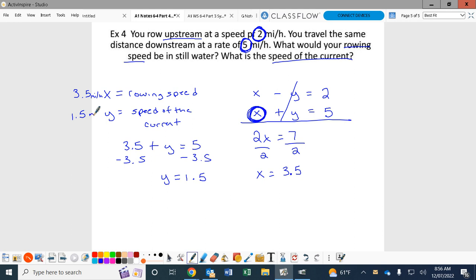I don't have any idea if that's fast or slow for a current. I'll have to look that up. Water moves, I mean, it's very strong. Water is very, very strong, even going slow.